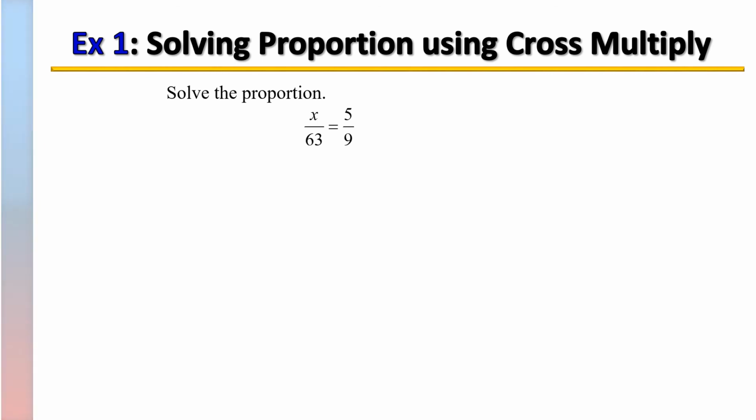In this example, we're asked to solve the proportion. Recall, if you have a fraction on one side of an equation and a fraction on the other side, you can use cross multiplication to solve. It doesn't matter which side you decide to start with. I like to start with my variable side first.